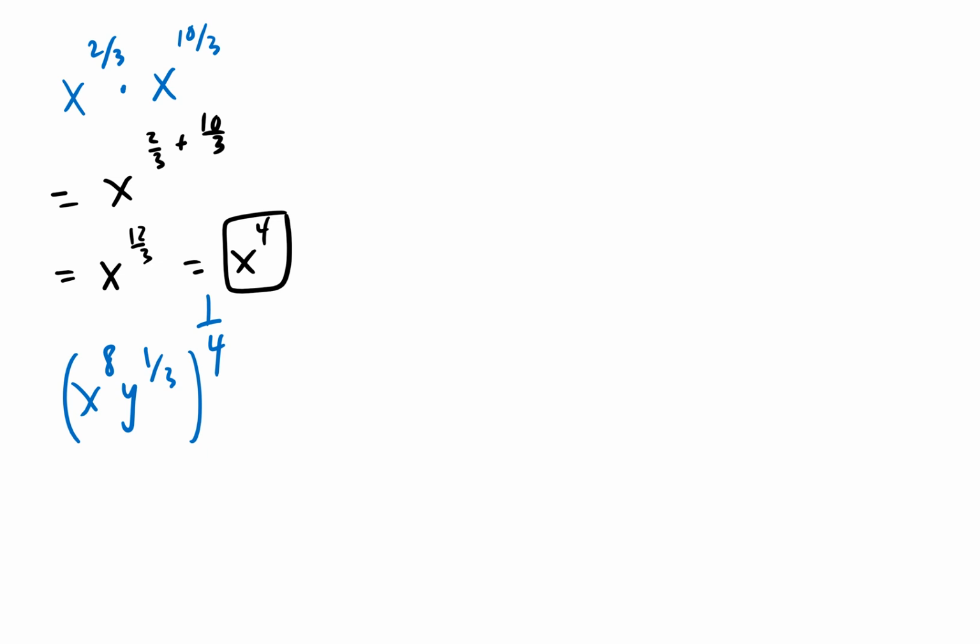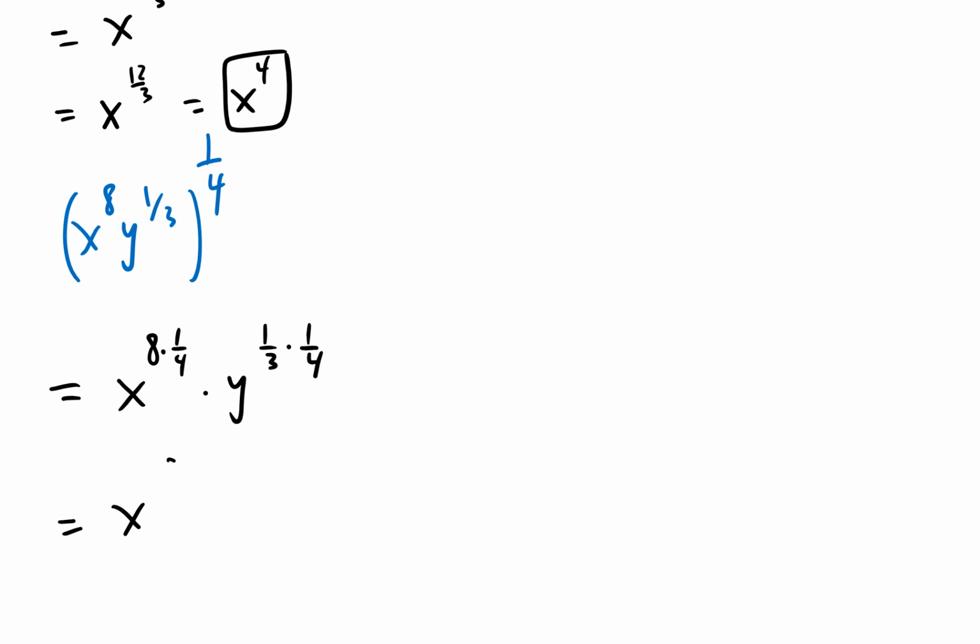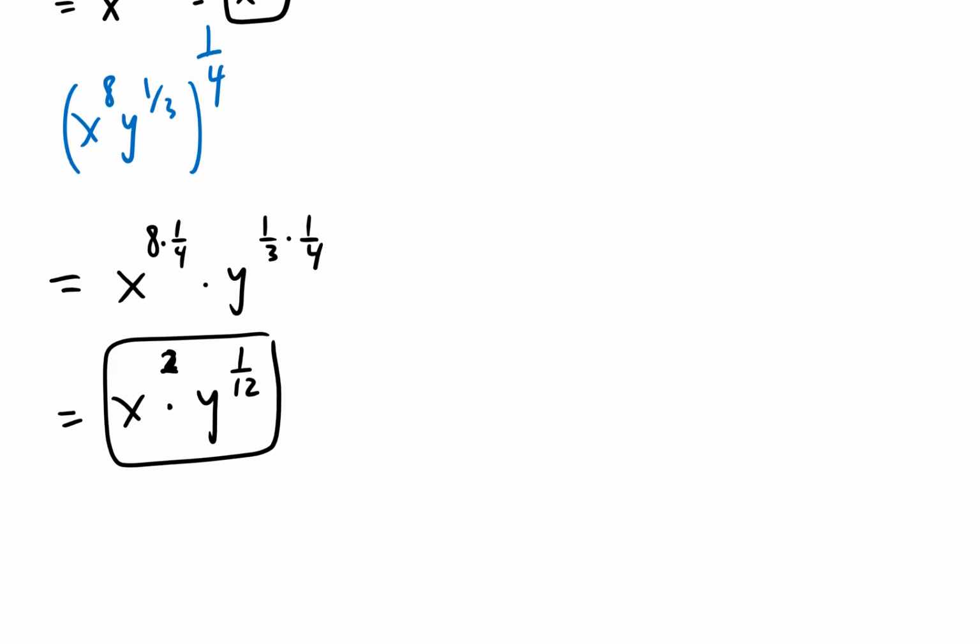Next one. We multiply 8 times 1/4, and y, 1/3 times 1/4. That gives us x squared times y to the 1 over 12. That's all we can do.